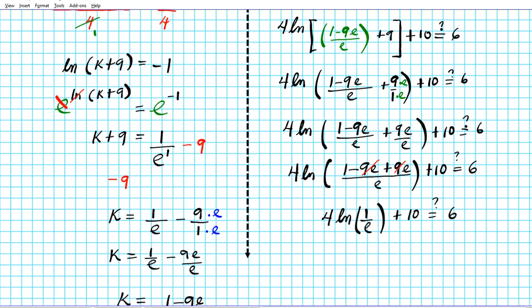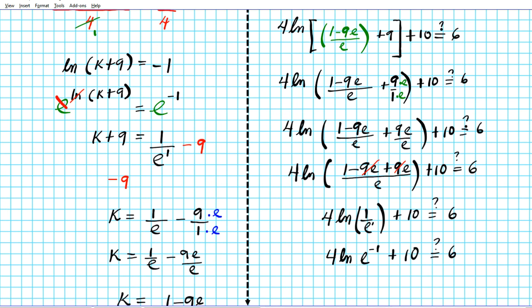Now, I want to use the inverse property of logarithms to simplify this left side right here. But in order for that to work, I have to be able to express 1 over e as a power of e. So e to the what power is equal to 1 over e? Remember what we did over here? We had e to the negative 1. When we reciprocated, we have 1 over e to the first power. Well, we can apply the same principle here. We reciprocate and we have the desired form: 4 times the natural logarithm of e to the negative 1, which indicates a reciprocation of the original fraction, plus 10. Is this equal to 6?